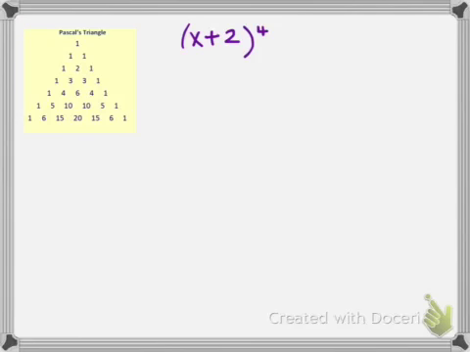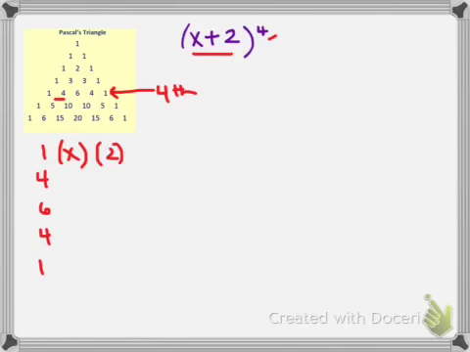Okay, so I'm going to show you how to do a problem. This is how we looked at it in class. I have this binomial to the fourth power. Because it's the fourth power, I'm going to use these numbers here. So I'm going to go ahead and write those down: 1, 4, 6, 4, 1. Now back up here, I had x plus 2, so that means that each term is going to have an x and a 2.